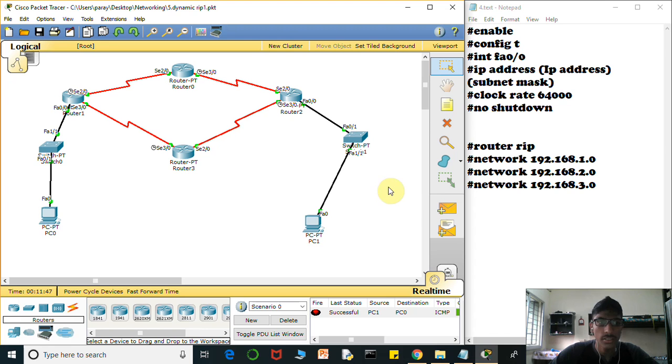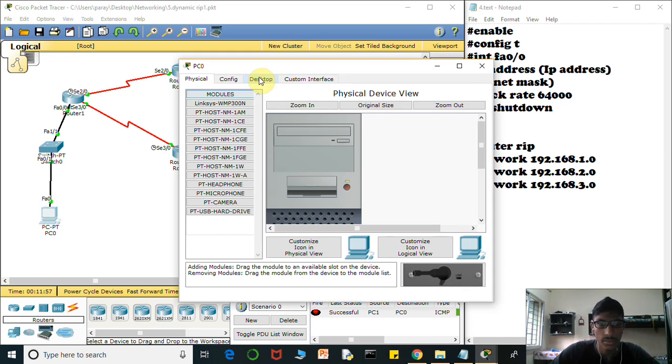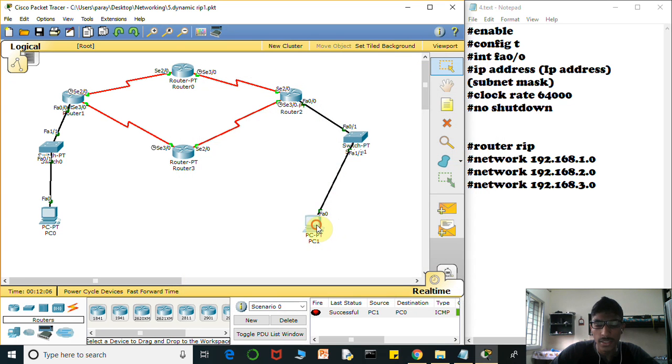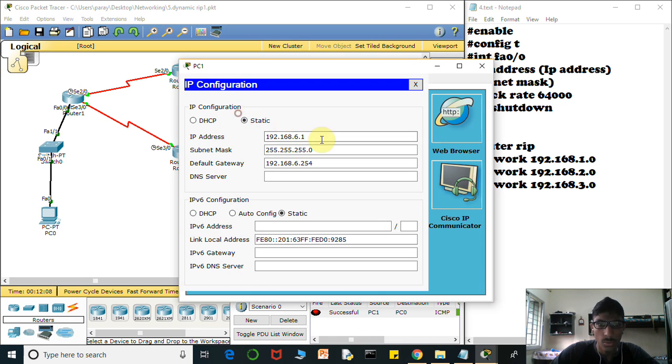So in this exercise we have used this given topology. We have two PCs and four routers. There are two switches which are connected to the PCs. In the first PC I have given the IP address of 192.168.1.1 and its corresponding subnet mask. In the second PC I have given the IP address as 192.168.6.1 and its corresponding subnet mask.